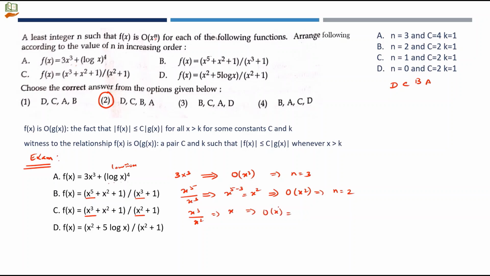Then this is taken as x power 1, n is equal to 1. Here we have x square in both the places. So when we have x square in both the places, we can just cancel this and the value will be 1. So big O of 1 can be expressed in other way as big O of x power 0, where n is equal to 0.